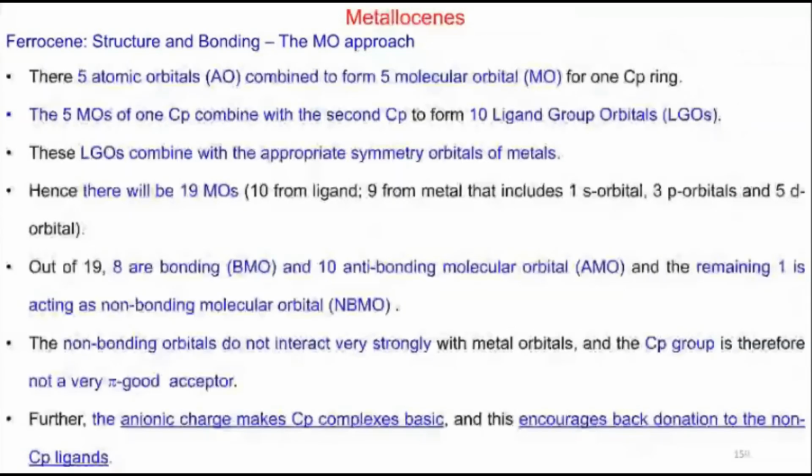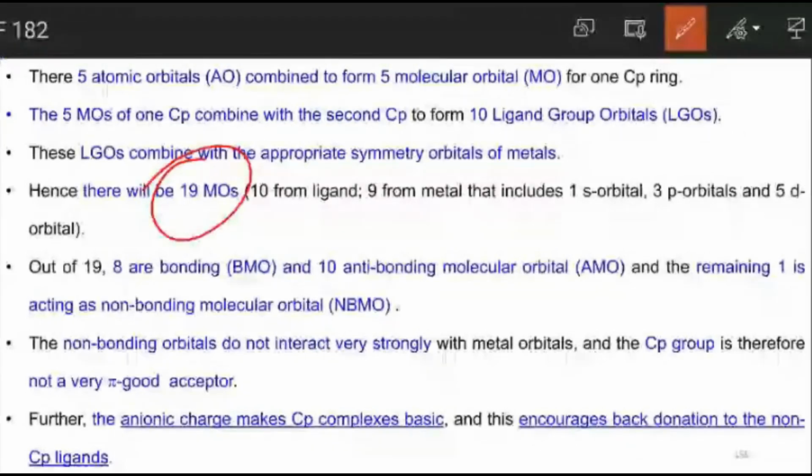Out of 19 orbitals, 8 are bonding orbitals, 10 are anti-bonding orbitals, and 1 is a non-bonding molecular orbital. So three different types are forming. If it is a bonding orbital, it should be occupied with electrons, and if it is an anti-bonding orbital, you should not have electrons. If it is a non-bonding orbital, you can put electrons. On that basis, look at the MO diagram.